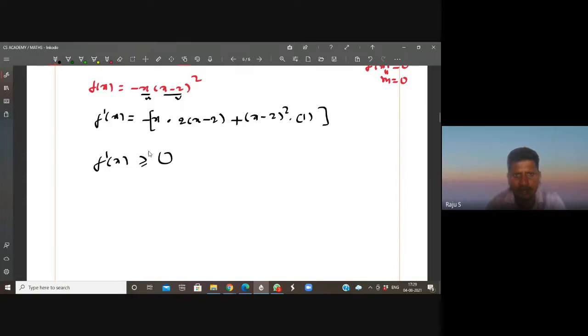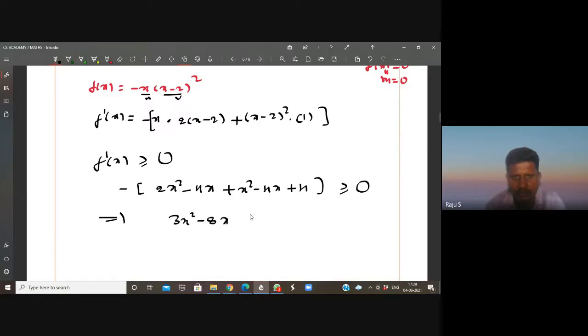Now minus is common. Multiplying, 2x square minus 4x, then here x square minus 4x plus 4 is greater than or equal to 0. When I multiply by minus, the greater than becomes lesser than. So 3x square minus 8x plus 4 is lesser than or equal to 0.